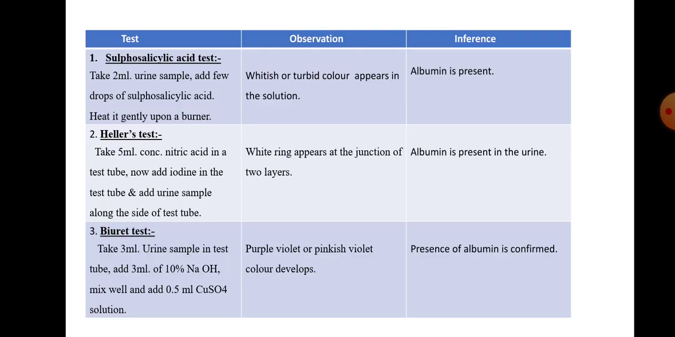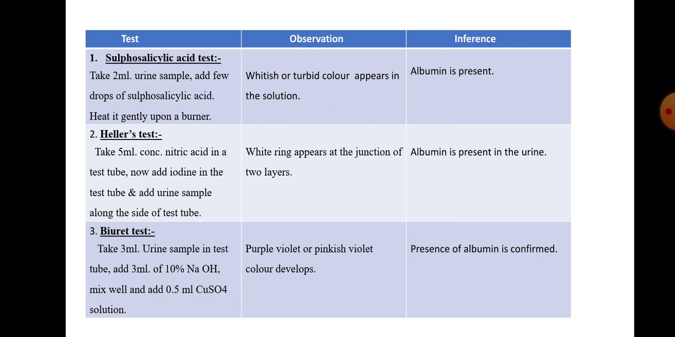Now these are some of the tests for albumin. Sulfosalicylic acid test. You have to take 2 ml of urine sample, add a few drops of sulfosalicylic acid and heat it gently on a burner. You will observe a whitish or turbid color appears in this solution, showing that albumin is present.